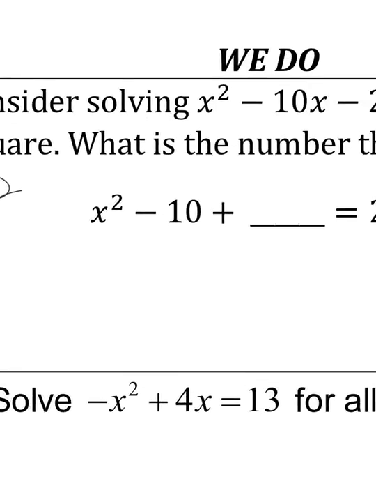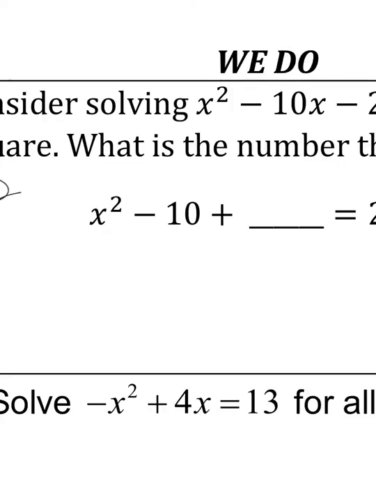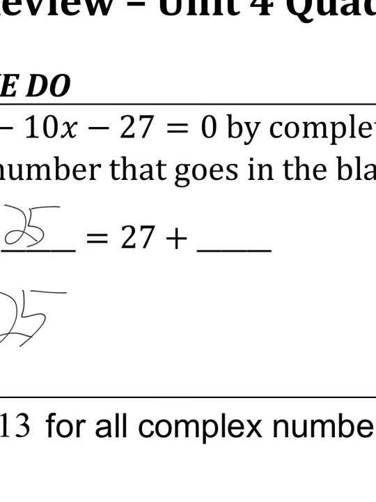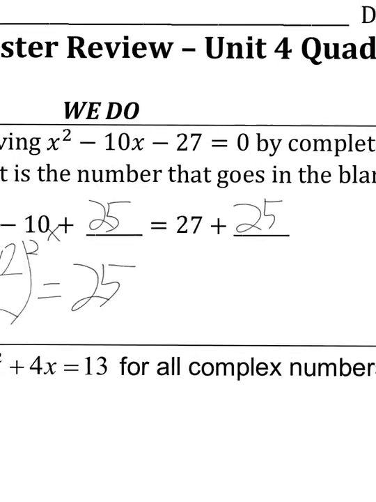What's your b term? That's the number by the x, so there's a little typo here. It should say minus 10x. So you're going to take the minus 10, keep the sign with it, but it's in parentheses, so you square it, it'll always be positive. The answer is always positive. So this is going to be positive 25. So adding 25 to this side and then adding 25 to the other side would complete the square.